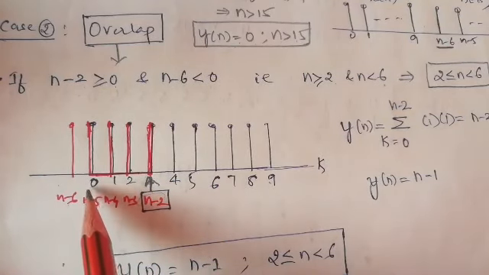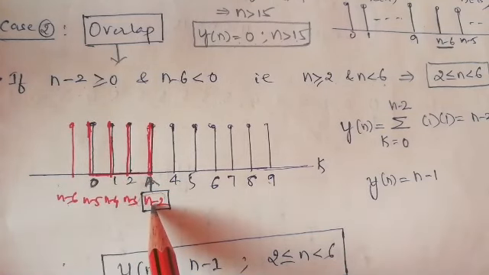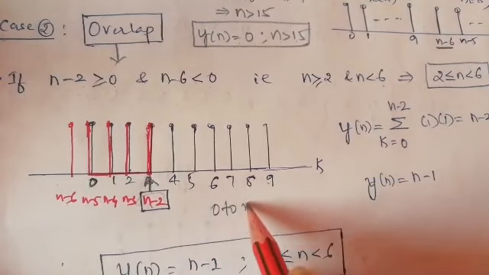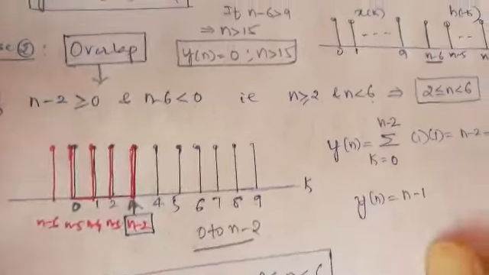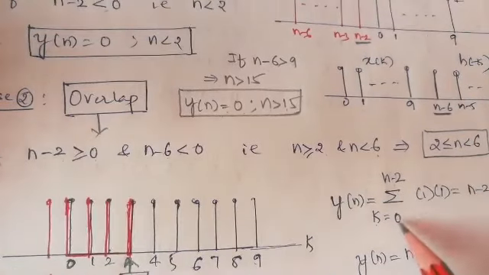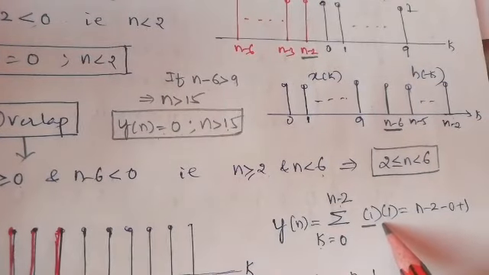Hence how many samples are overlapped? Nothing but the duration from 0 to n minus 2. Overlap region is 0 to n minus 2. Hence the limits become y of n equal to summation k equal to 0 to n minus 2. x of k is 1, h of n minus k is also 1.